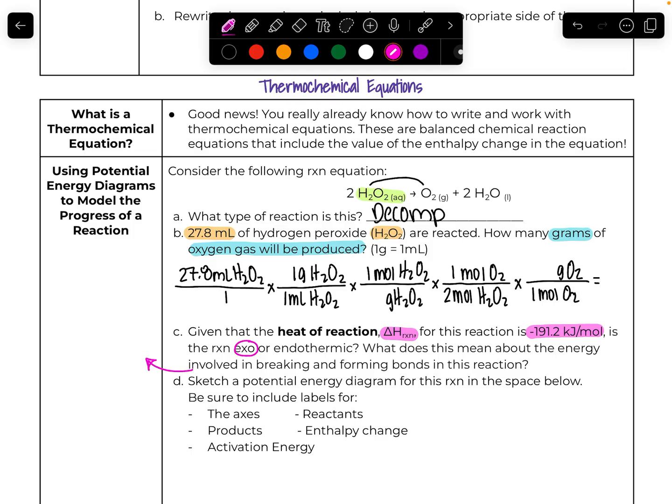Sorry, I didn't leave you any space, I forgot. So what does this mean about the energy involved here? It means more energy is released when product bonds form. Or you could say less energy is absorbed when reactant bonds break.